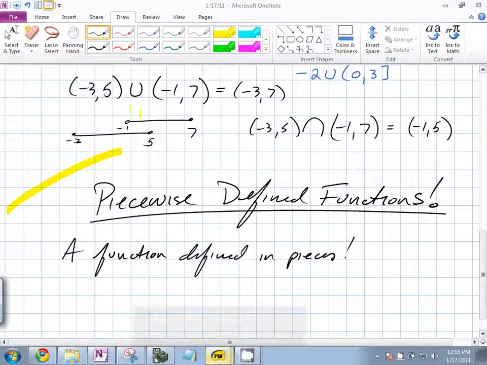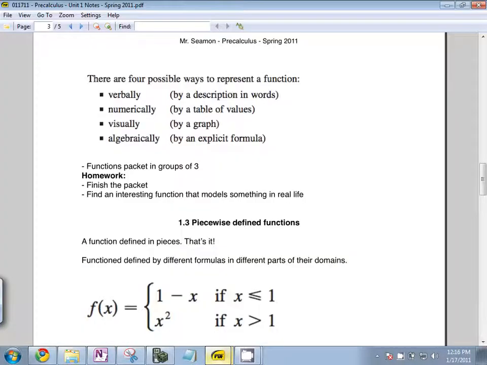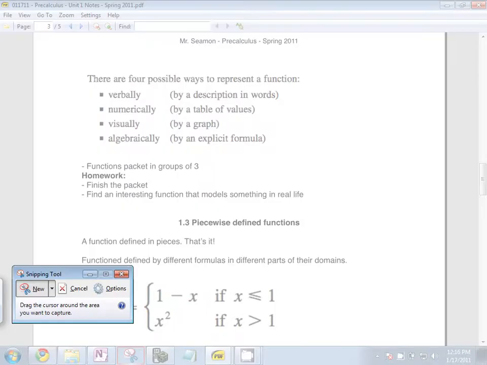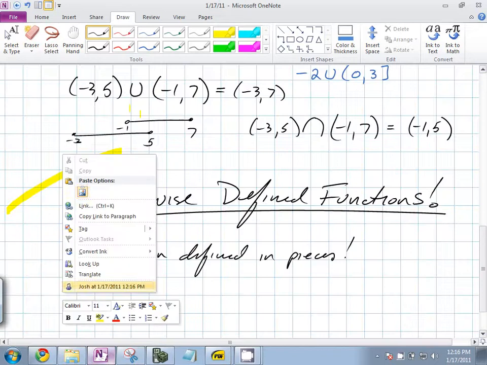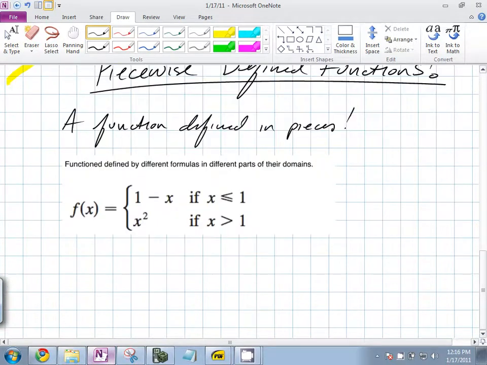So, more correctly stated, a function defined by different formulas in different parts of their domain. So, I'll put that in there. And the function below that is a piecewise defined function. It's defined by different formulas in different parts of their domain. So that's what they are. So these are just pieces of functions that you've already seen before, grouped together to make a nice pretty picture.